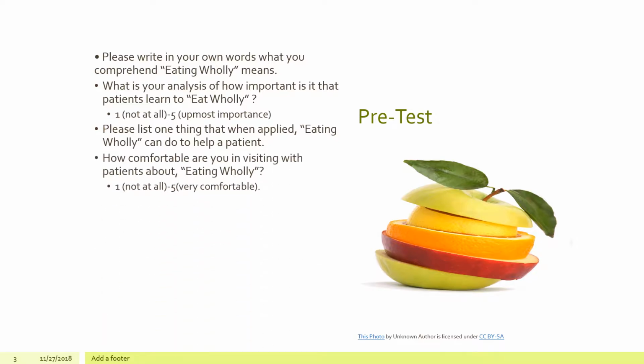Okay. How comfortable are you in visiting with patients about eating wholly? This will be, again, another linear scale. 1, not at all, or 5, very comfortable.